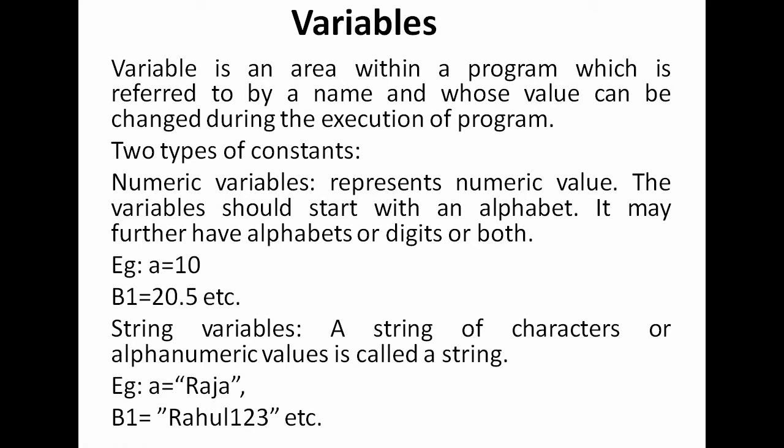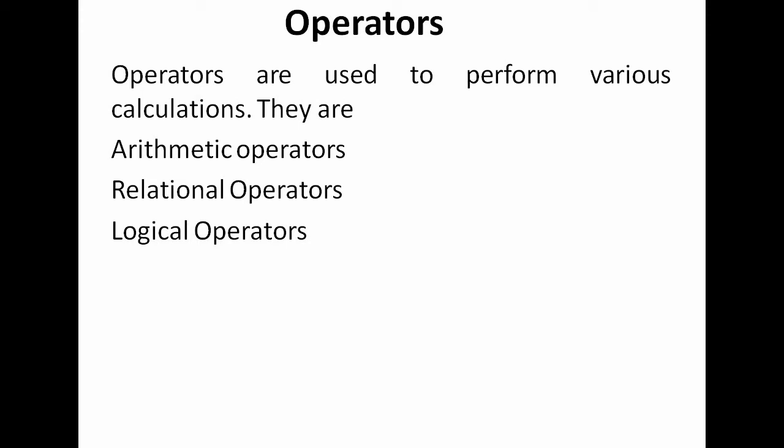So variables basically comprise some area. It is named by some name, and then that particular area holds some value. The holding of values depends on two different ways. One is your numeric variable and the other is your string variable type. So this is also one such element that is used in our QBasic program.